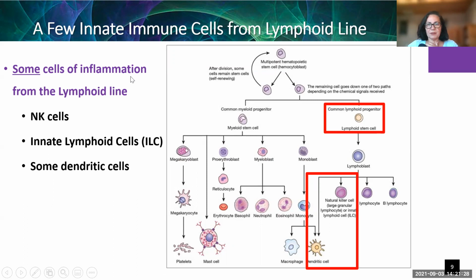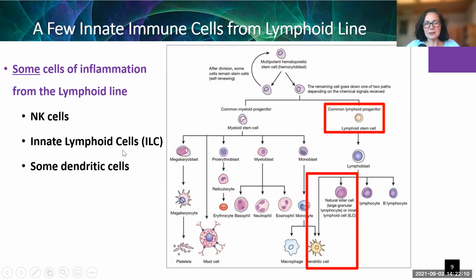Some of the cells of inflammation do come from the lymphoid line. This is relatively new information. You've probably heard of NK cells or natural killer cells. They're a kind of lymphocyte. Why they're now being classified as part of the innate immunity is because they behave kind of like innate immunity cells, meaning that they respond to cells and tissues as a group. They're not specific for a particular species or a particular antigen.